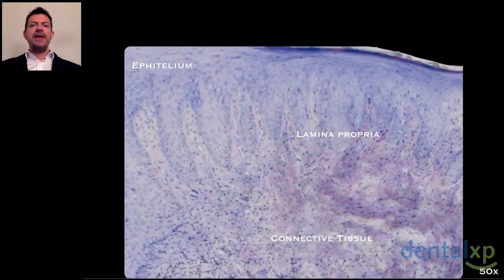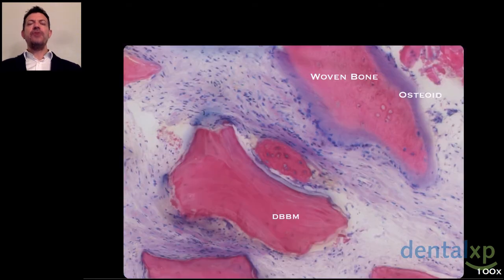And I want to share with you the beautiful images that we had from the histological analysis. These are the soft tissues following open healing with secondary intention closure. We have no inflammation. This is the epithelium. We have the lamina propria between the epithelium and the connective tissue, and here we have the connective tissue at 50 magnification. And then we can go deeper into the bone, and after 4 months we have new bone.